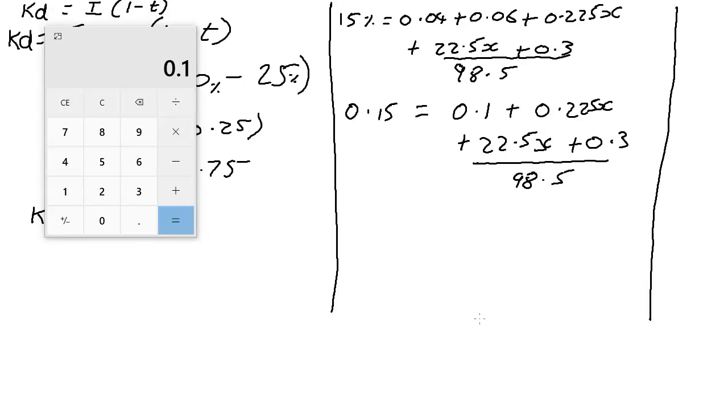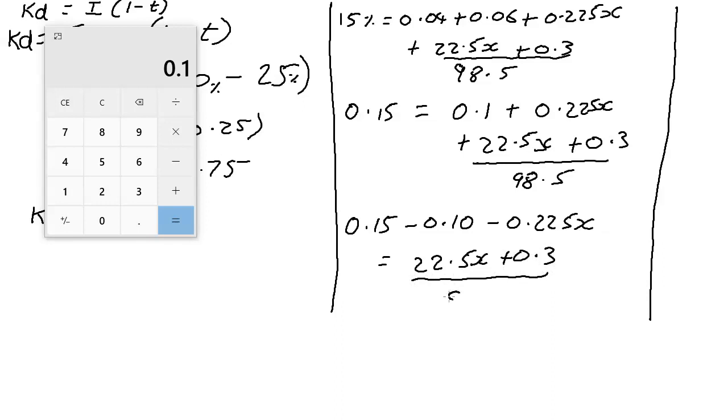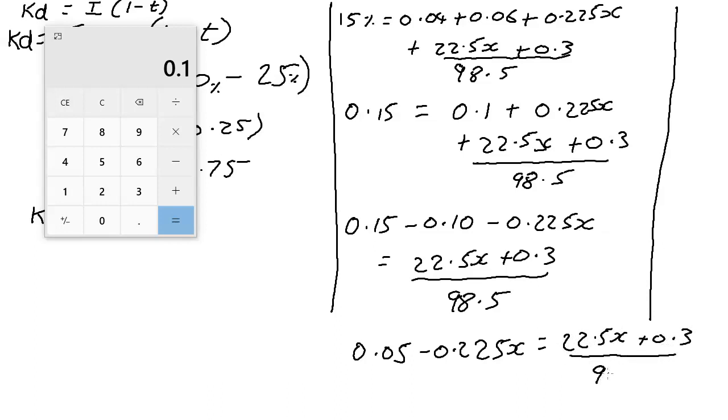Now, what we are going to do is everybody without a denominator is going to be sent onto the left hand side. So we are going to end up with 0.15 minus 0.1. And remember, there are unlimited zeros on the right hand side, so I'm just going to write it like this so it's easier for us to understand. Minus 0.225x is equal to 22.5x plus 0.3 upon 98.5. Now simplifying this further, we can end up with 0.05 minus 0.225x is equal to 22.5x plus 0.3 upon 98.5.